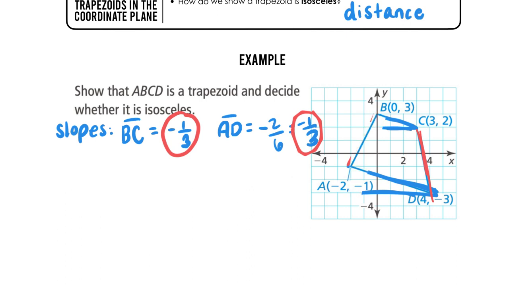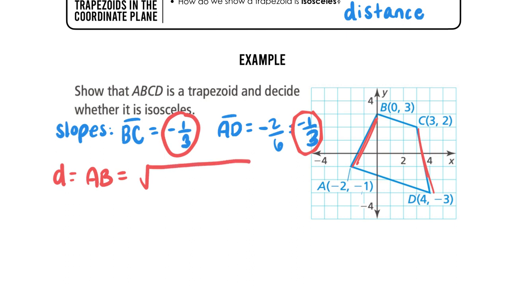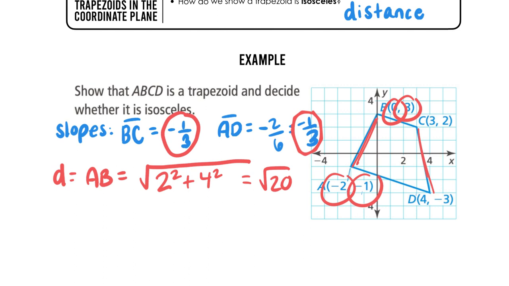Okay, decide whether it's isosceles. In order to be isosceles, the non-parallel sides need to be congruent. So in this case, that'd be this one and this one. Let's find those distances. So the distance formula again. The distance of AB is going to be the square root of the difference in x values, negative 2 and 0 are 2 apart, squared, plus the difference in y values, negative 1 and 3 are 4 apart, squared. 2 squared plus 4 squared is 20. I'm not going to figure out what that equals right now because honestly it doesn't matter. We're just trying to see if it's the same as the other one.